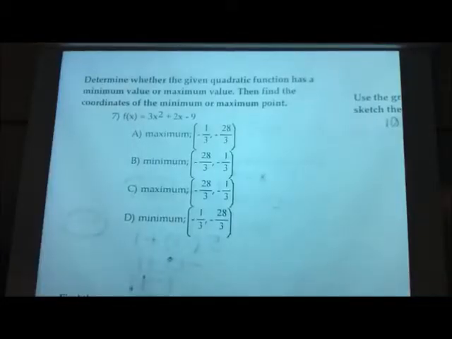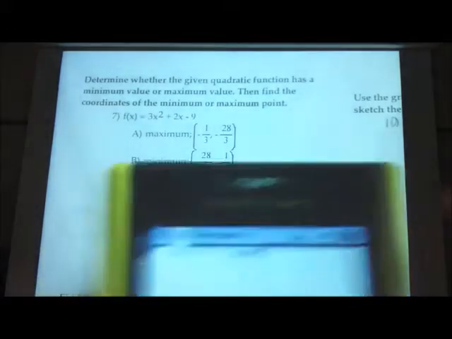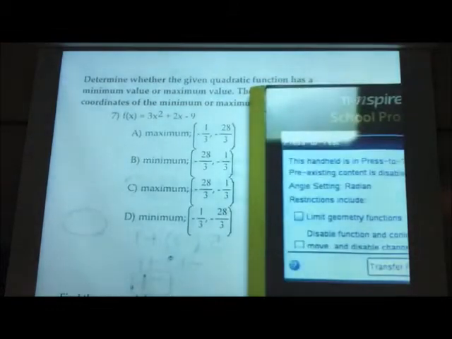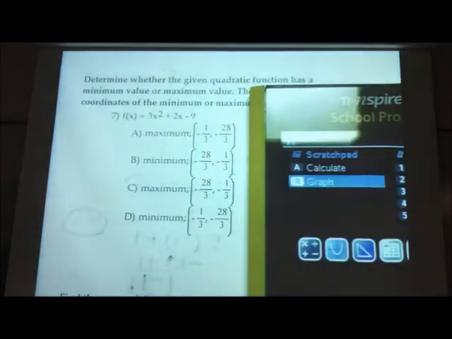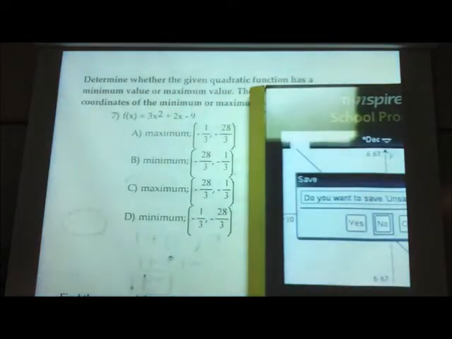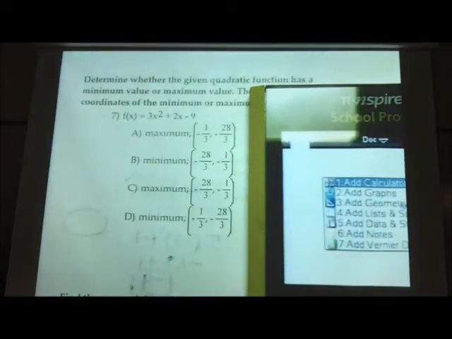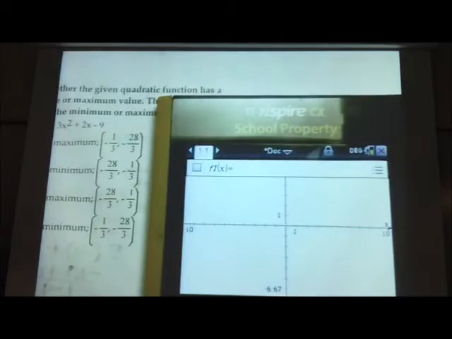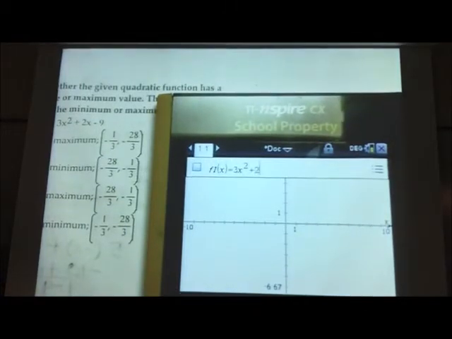So for number 7, they're asking for the minimum and maximum. Now please remember, this is your vertex. Depending on how your graph opens, is it a min or a max? So all you have to do for this problem is go ahead and graph this. So we're going to go to graph, and I'm going to type in the equation that they give me. It is 3x squared plus 2x minus 9.